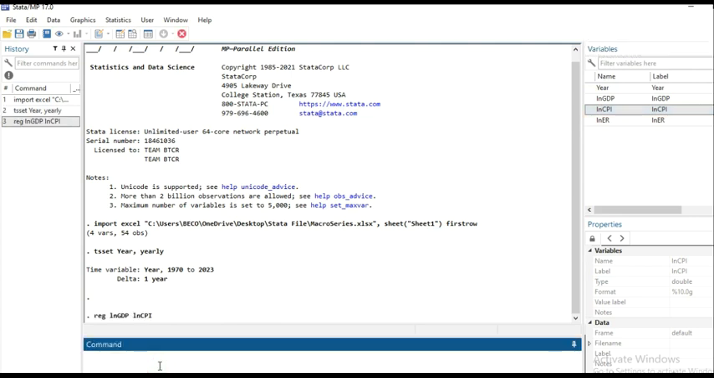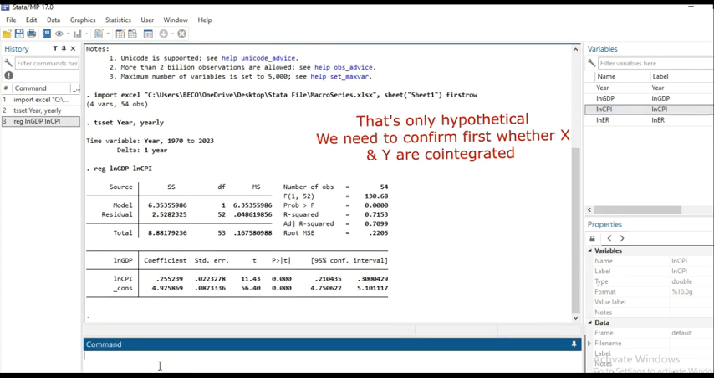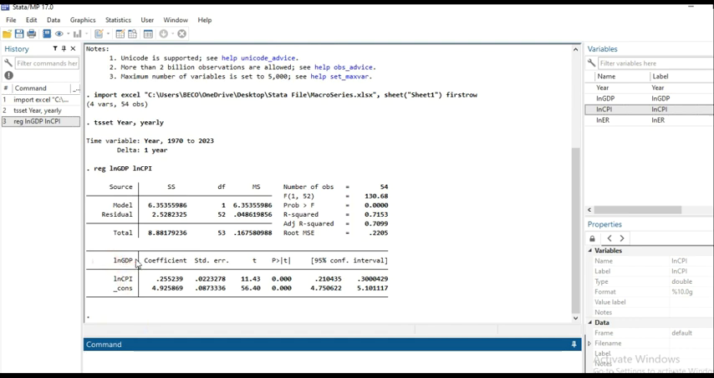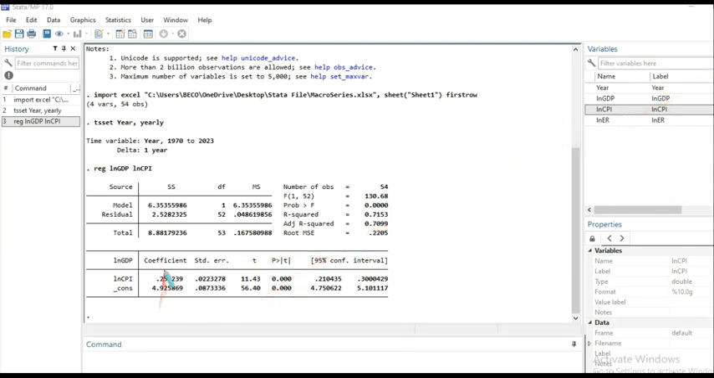Then enter. This is the long-run relationship between the dependent variable, that is economic growth, because log GDP is a proxy for economic growth, and log of consumer price index is a proxy for inflation. So the dependent variable is log GDP and the independent is the log of consumer price index. And the estimated coefficient for consumer price index is this one.